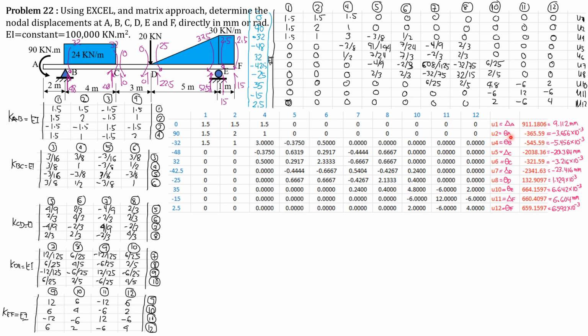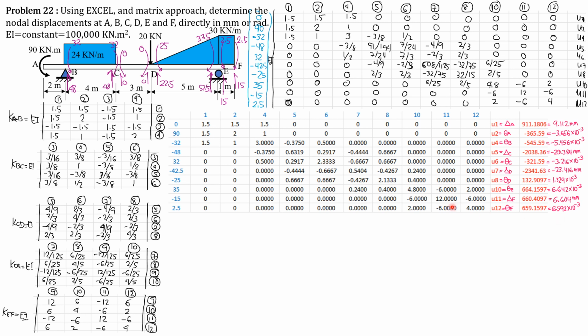U1 corresponds to delta A, U2 theta A, U4 theta B, U5 delta C, U6 theta C, U7 delta D, U8 theta D, U10 theta E, U11 delta F, U12 theta F. We get these values here since EI is 100,000 kilonewton meter square, and we have to express the results in terms of mm or radians, so corresponding values in mm and the rest unitless radians.